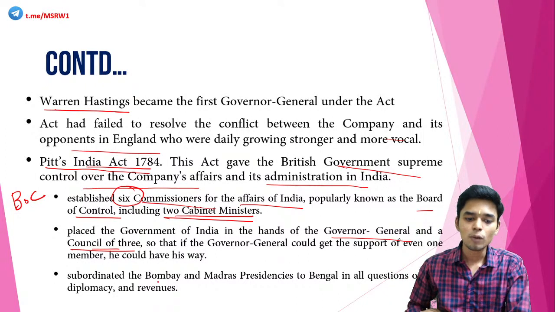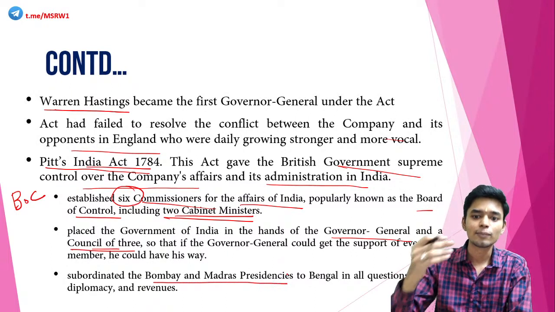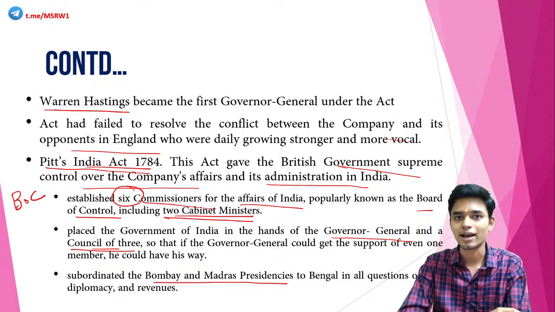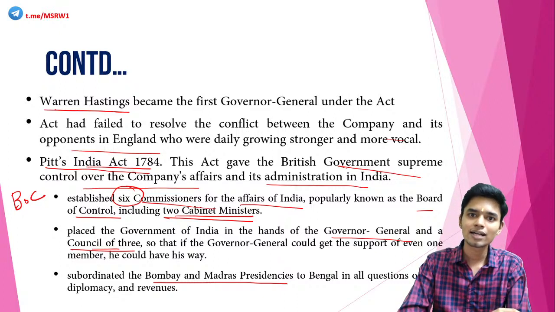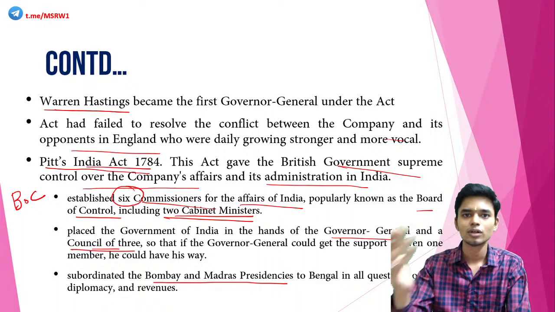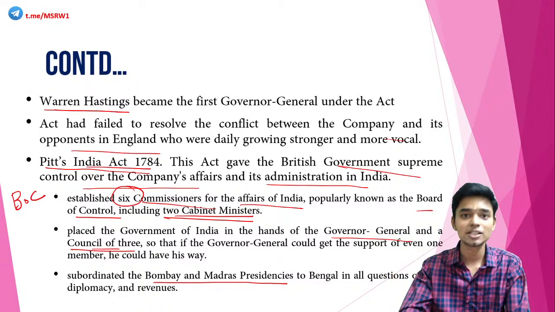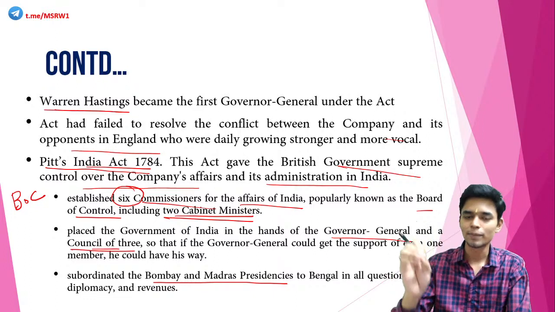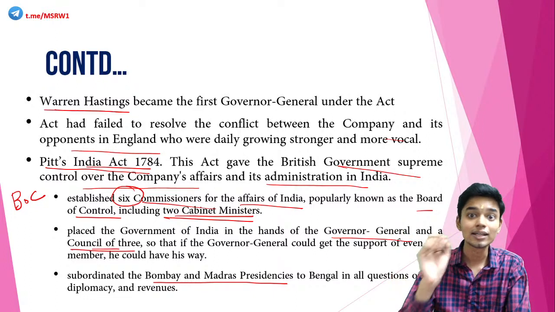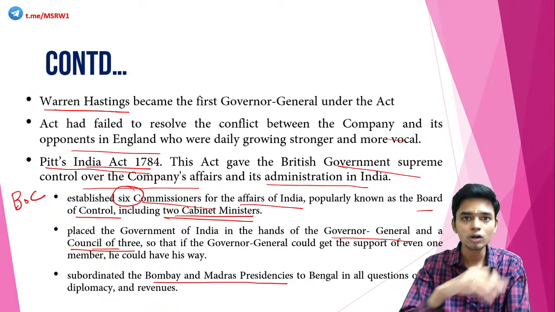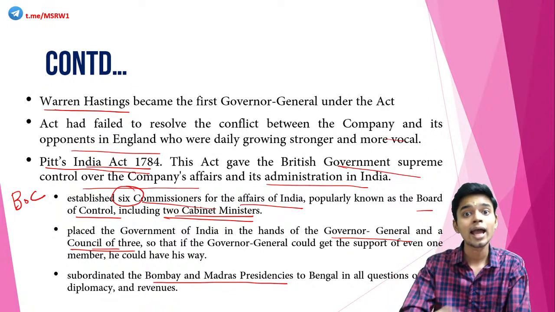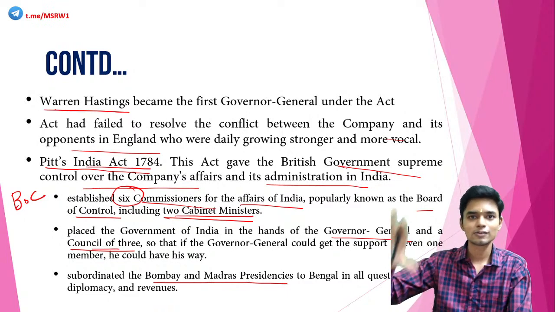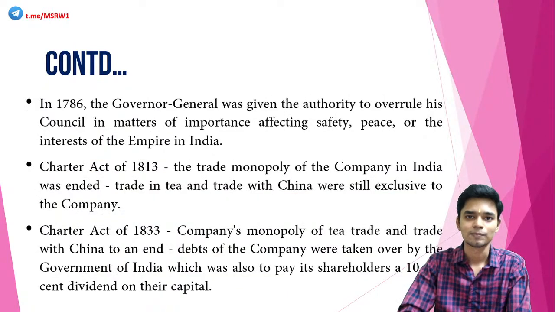Similarly, the Bombay and Madras presidencies were subordinated to the Bengal presidency in all questions of war, diplomacy and revenue. Earlier, the Governor General had some kind of power to establish war and peace. But now both the Bombay and Madras presidencies are clearly subordinated to Bengal in all questions of war, diplomacy and revenue. So now the Governor General is kind of the supreme power in India along with his council.